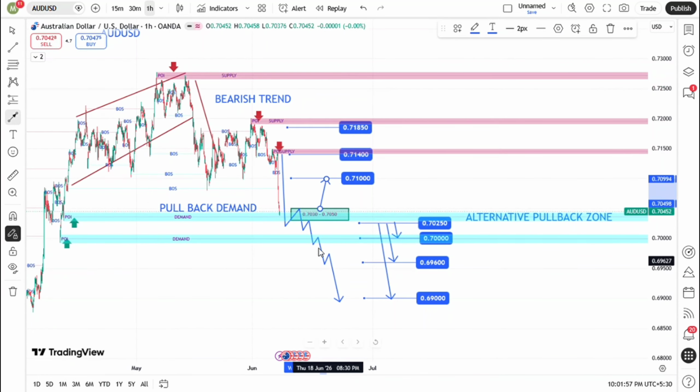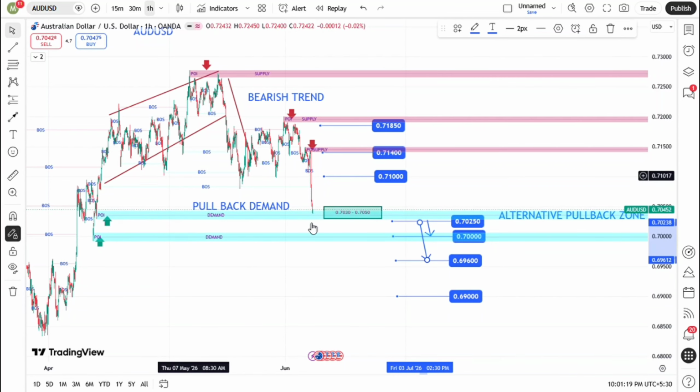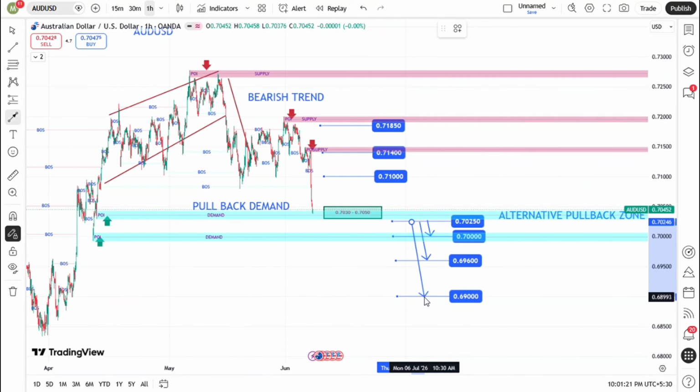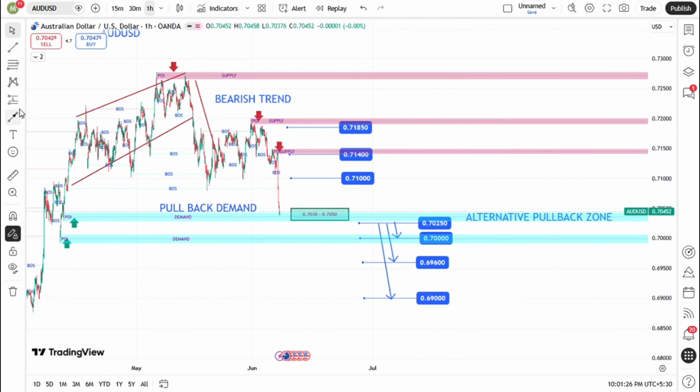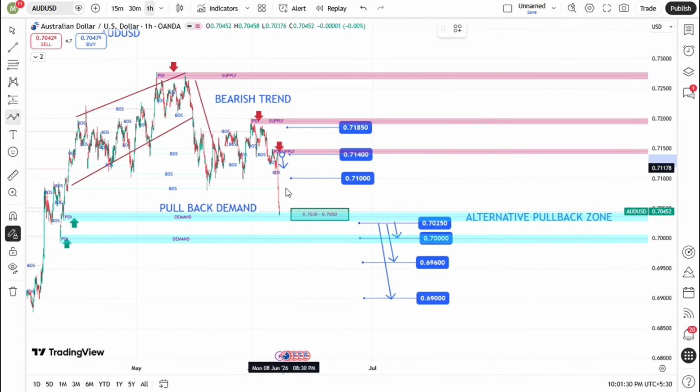The primary objectives are to clear sell-side liquidity targets lower. Scenario 1 shifts focus toward T1 at 0.7000, representing a major psychological liquidity level. Scenario 2 projects further contraction toward T2 at 0.6960. Finally, Scenario 3 extends the structural expansion down toward T3 at 0.6900.